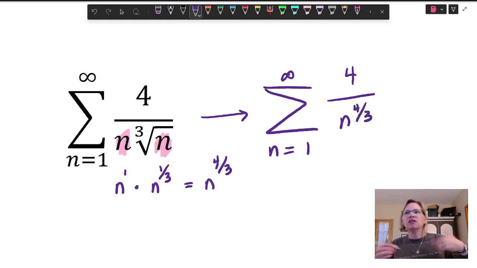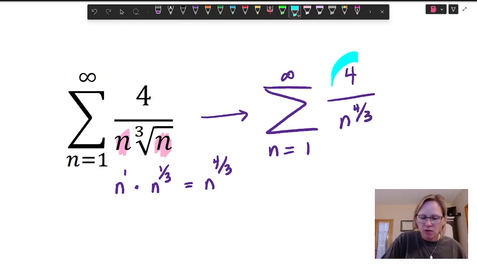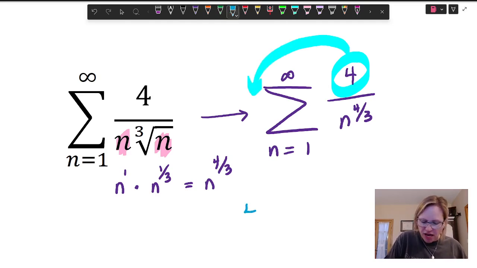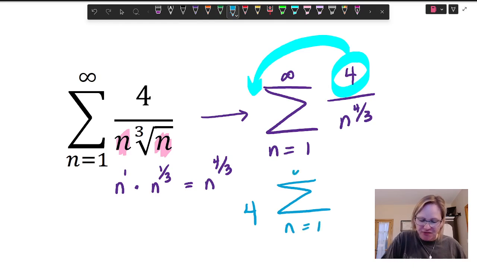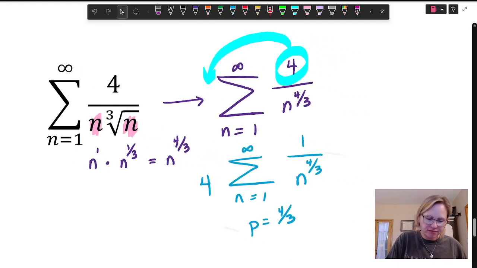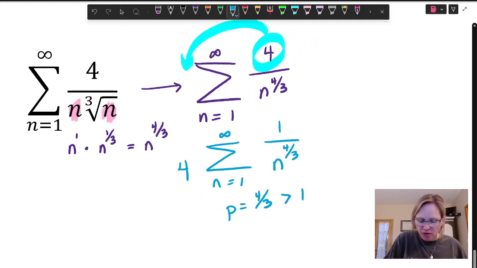And now here's just a little rule about p-series, or about series in general. If you have a constant, the way that we've dealt with constants as we've done derivatives and integrals and things like that, constants are wonderful things that we can pull out and save for later. You can do the same thing with a series. So for this series, I can pull that constant out and write it like this, and then it's very obviously a p-series. And so now I'm going to say p equals 4/3, which is greater than 1, and we're going to say that the series converges.